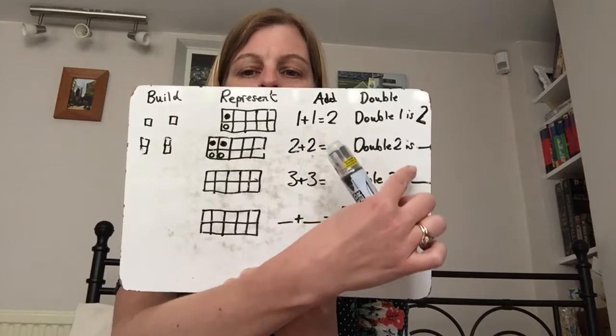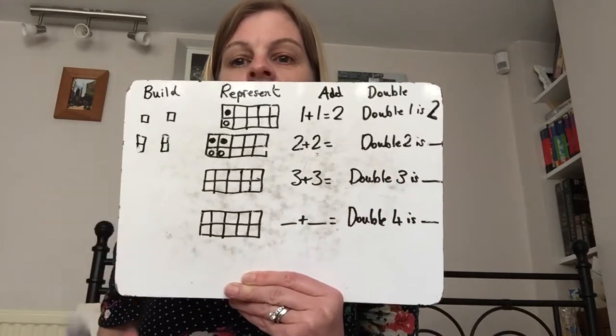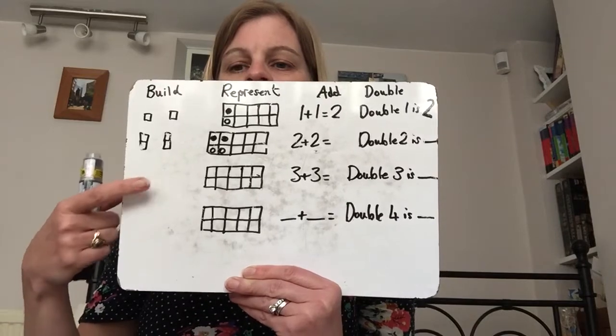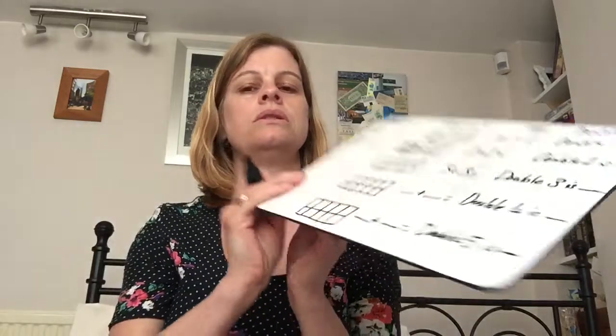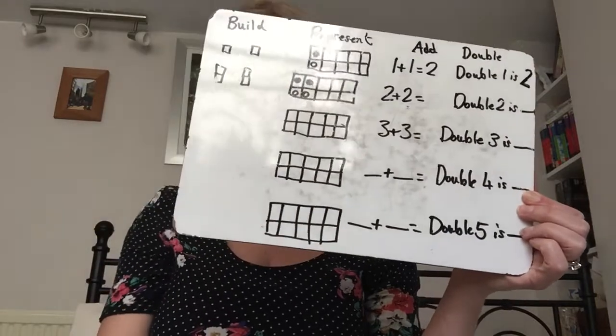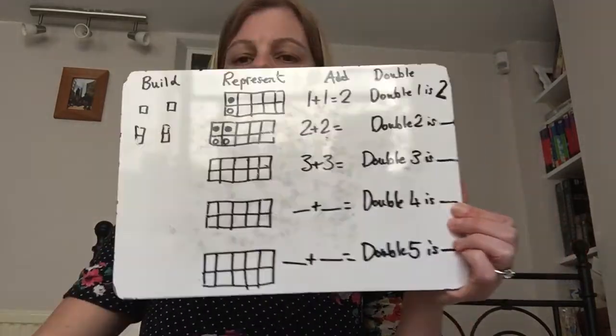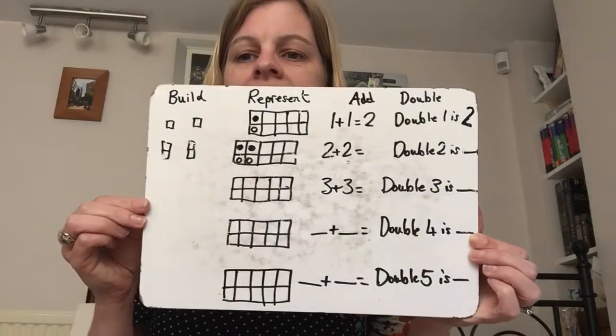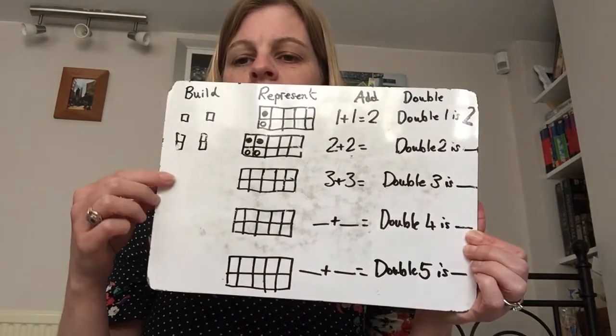Double 2 is... So I want you to have a go, so you can pause it on here, and I want you to see... In fact, I'd like you to go one further to double 5. So I'm just going to draw another one on the bottom so that you've got up to double 5. Okay, so you can pause it on this video, and then I'd like you to use your whiteboards to complete this table. So you have to draw it with blocks first.